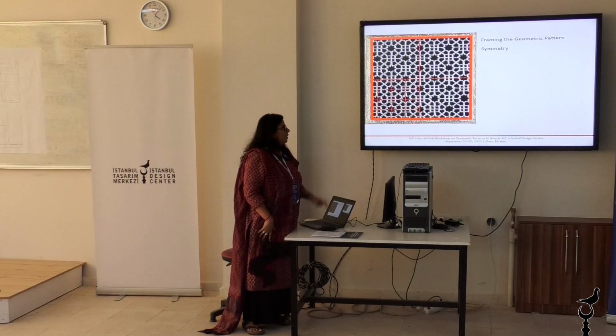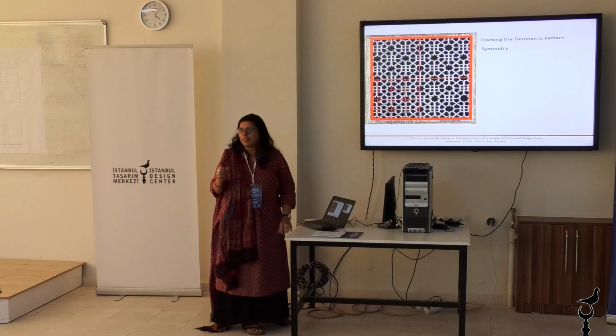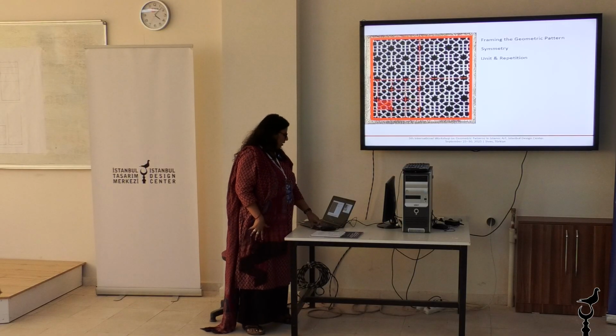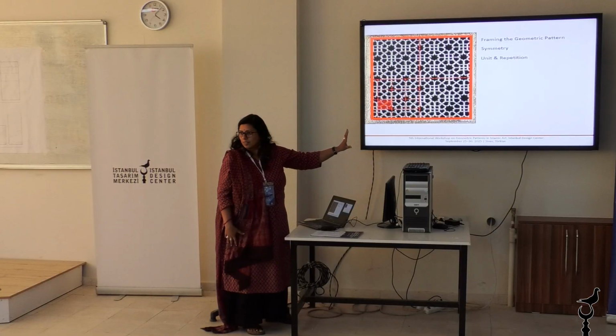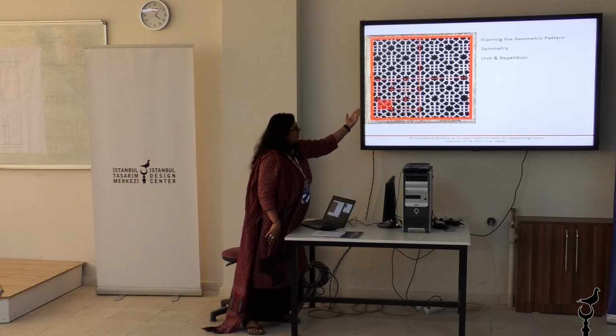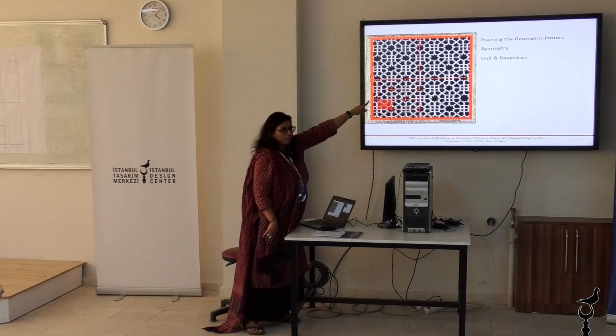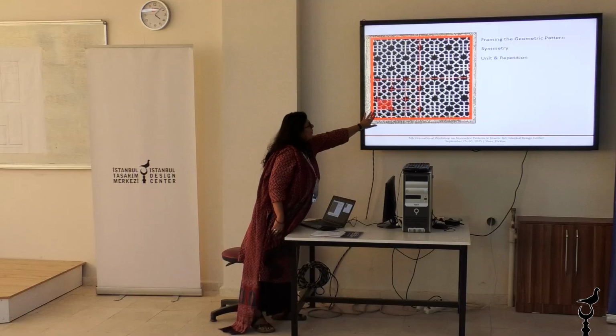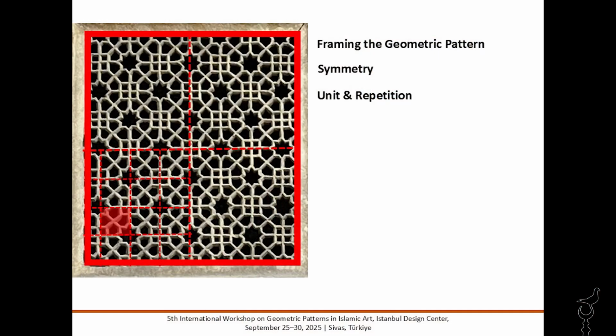Then I look at symmetry, where I can find the line of symmetry, till I find the last unit. If this is a pattern, it's symmetrical, half and half. I further divide this horizontally, half and half is symmetrical. Then I look at this one, again I draw the symmetrical line till I get the smallest unit, which is this one.